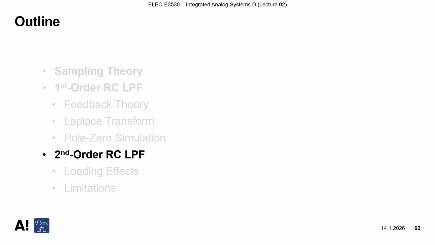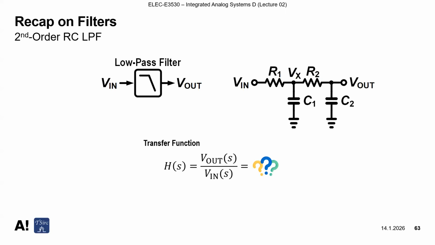All right, so we can continue the rest of today's lecture. We will go through the second order RC low pass filter, which is still very, very easy, but a bit more challenging than the first order low pass filter. Okay, so we have a low pass filter. What will be the transfer function here, with R1, C1, R2, C2?